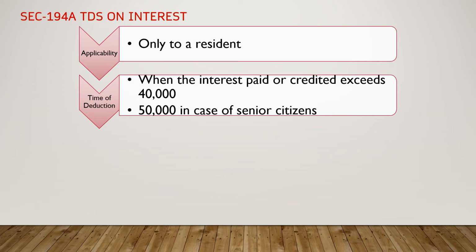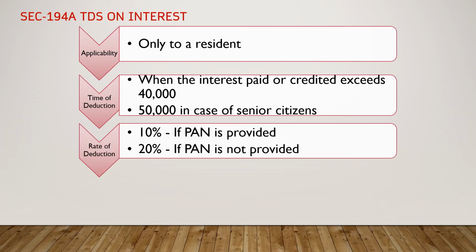This is not related to a particular account. If you have a number of FDs in a bank, when the consolidated interest that you earn on FDs in a particular year exceeds 40,000, then TDS will be deducted. And this limit is 50,000 in the case of senior citizens.